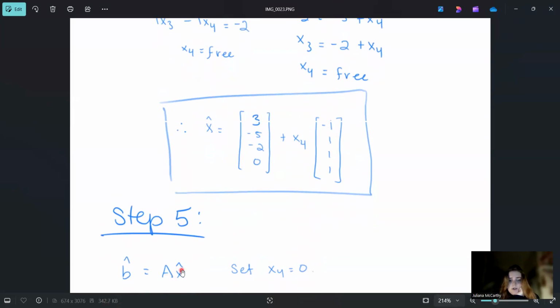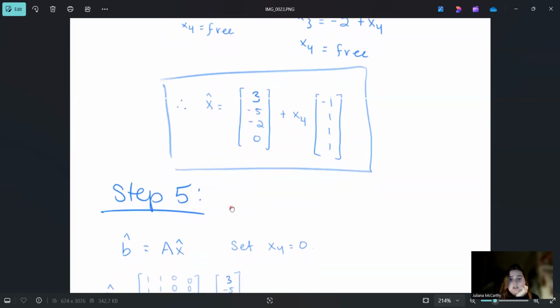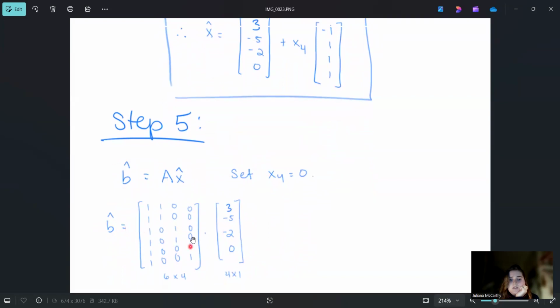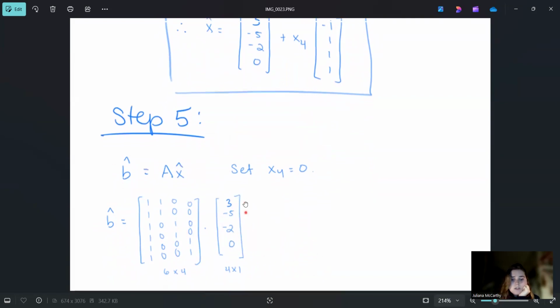And in order to find error, we know that error is the length or magnitude of b minus b hat. So we have b because they gave us b, and we just need to find b hat. So b hat equals A times x hat. They give us A, we just solved for x hat equals 3, -5, -2, 0. So b hat is A times x hat, multiplied together using matrix multiplication.